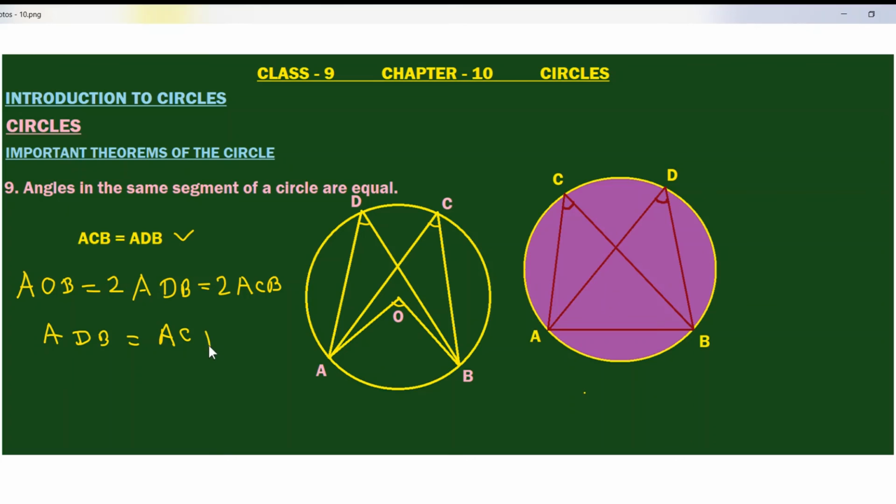Now we have proved the angle. If you draw a line here, what will happen? This is the minor segment and this whole is the major segment. In this major segment there are two angles. These two angles are equal to each other, hence we have proved. So we are saying angles in the same segment will be equal to each other. Got it?